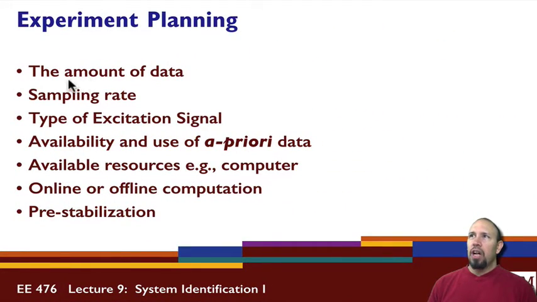Experiment planning. First of all, how much data are we going to use? What sampling rate are we going to work with? To do the experiment, we have to pick a sampling rate to begin with. How do we know what sampling rate to pick? Well, that's not always obvious. Generally, you want the sampling rate to be related to the ultimate control problem that you want to use.